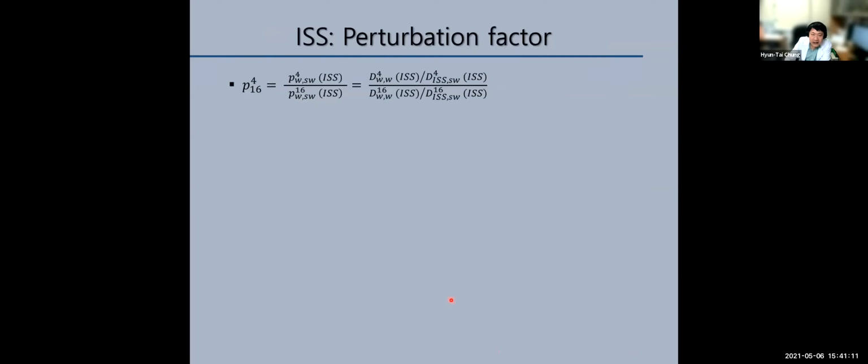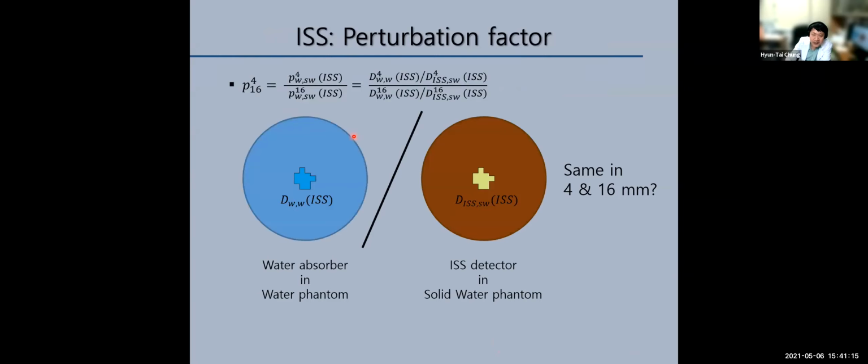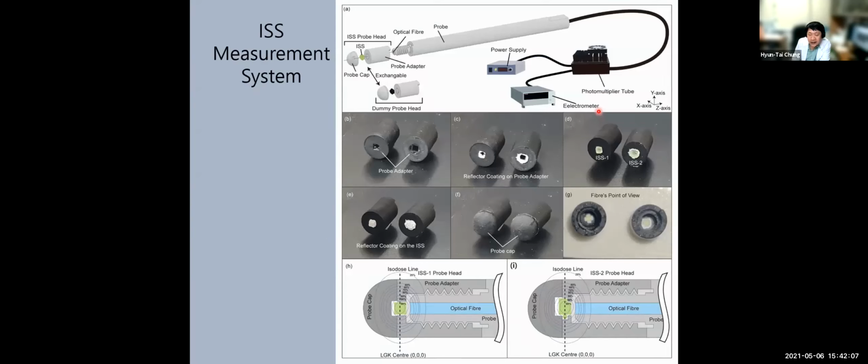And the perturbation factor is this. Let me show a much easier way. So for each field, this perturbation factor means the ratio of observed dose to the water in the shape of the detector, and the denominator is observed dose to the detector in the solid water phantom. There is a relation connecting these two values, and the ratio of this relation in the 4 millimeter and 60 millimeter is the perturbation factor. So we are doing the Monte Carlo simulations. Preliminary result is P416 is 0.996, very close to 1. So we can measure the output factor of Gamma Knife.